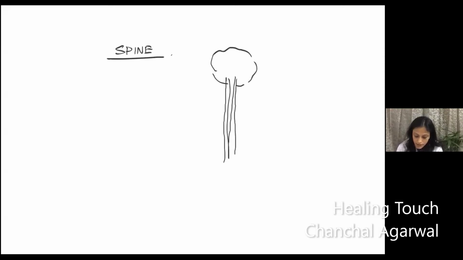Spine. So when we talk about spine, this is the brain and this is the spinal cord, and it has a covering on it that is actually the bony part, in which there's a cord or the nerve inside. Okay, so this is spinal cord and this is spine.